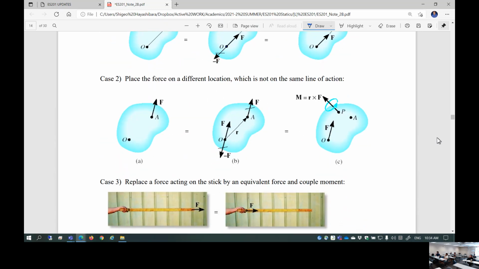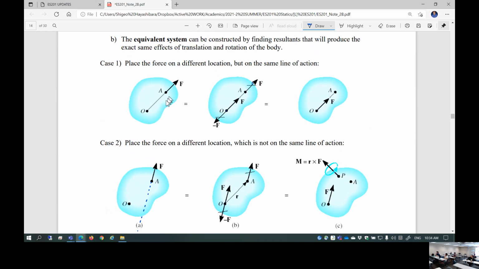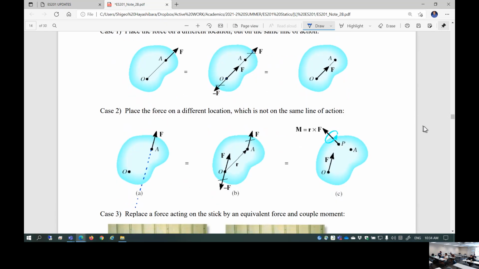Case 2. Suppose the force F is applied at point A. Obviously, the line of action of the force is this, right? So you can freely move the force F within the line of action, as you saw in case 1. But this is not the case. You're going to move this force F from A to O. O is not lined up with the line of action of the force. What happens if you do such a thing?